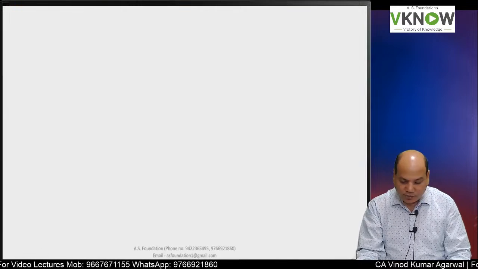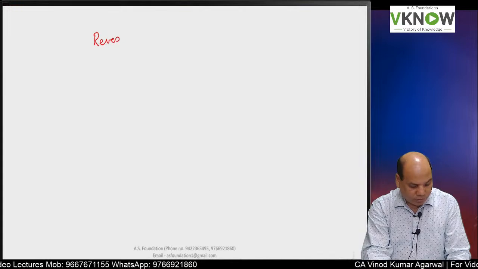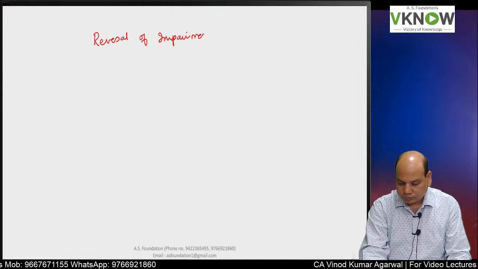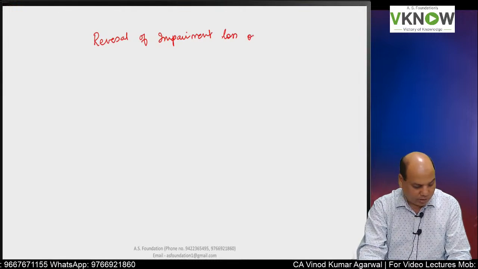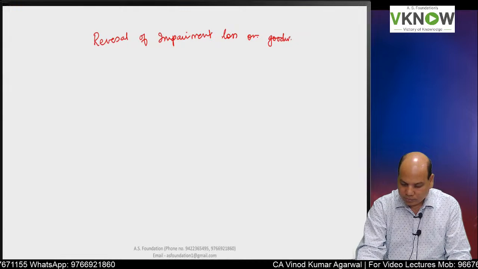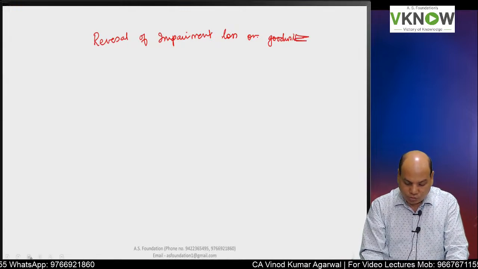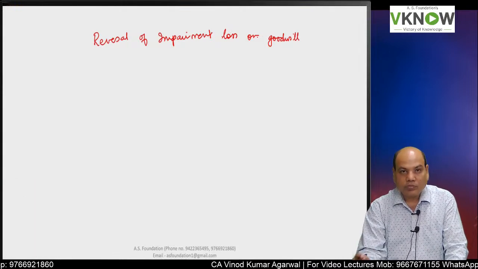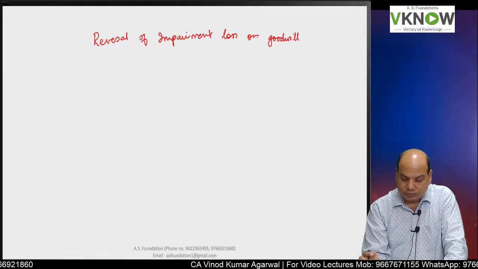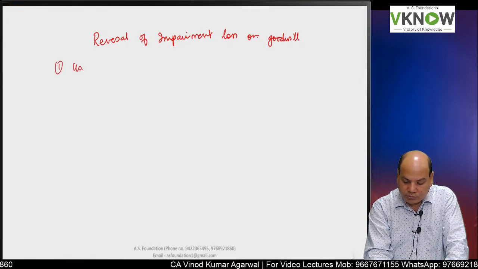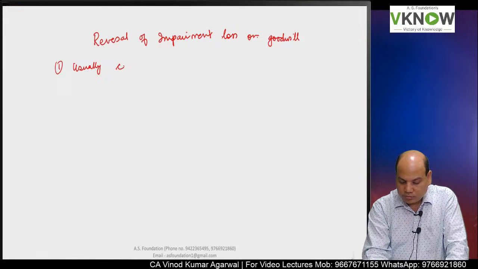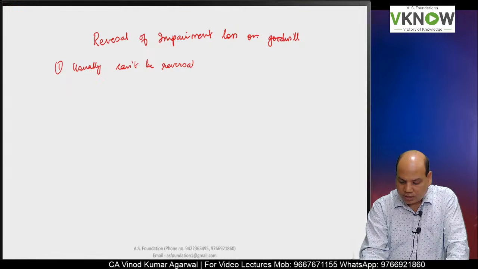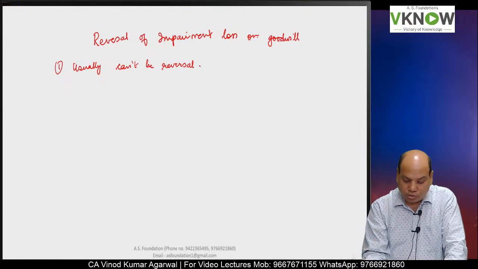Now next, paragraph number 26, reversal of impairment loss on goodwill. So you have to remember that impairment loss on goodwill usually cannot be reversed. First principle is, usually it can't be reversed, as it will amount to self-generated goodwill.